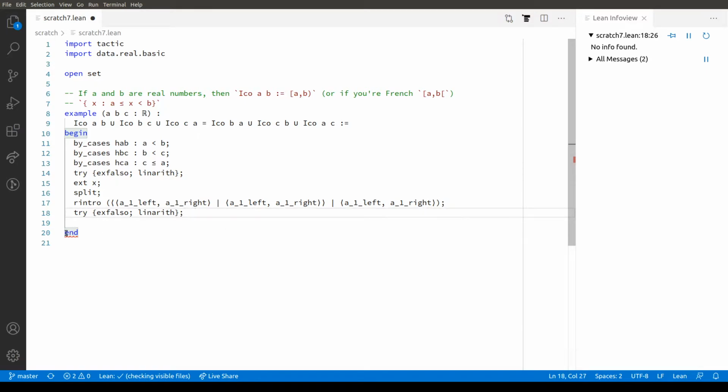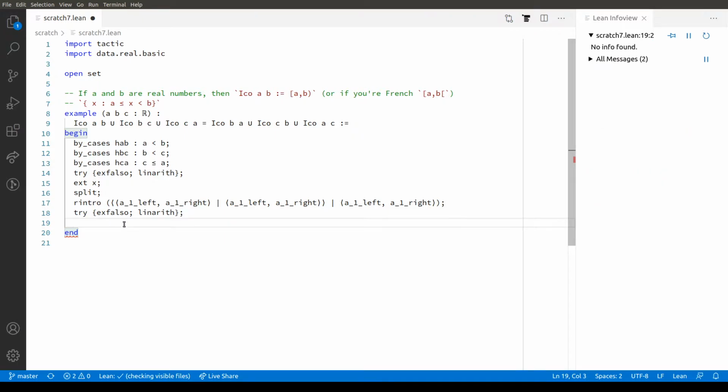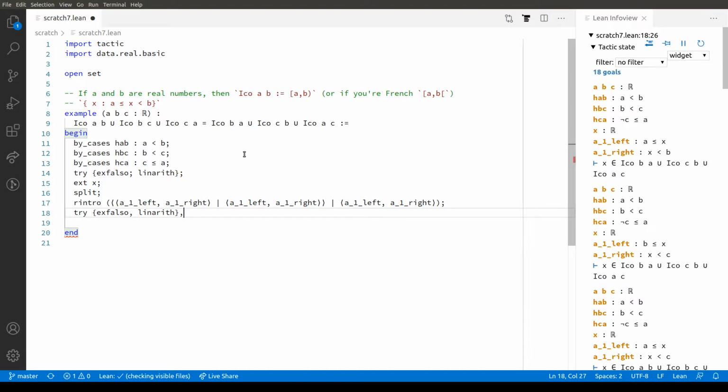Why do I not see the goals? What have I done? Oh, probably no, this. Let's try this. Is that okay? Let's put a comma. I've lost it. Come back to me. We're back. We've got 18 goals.